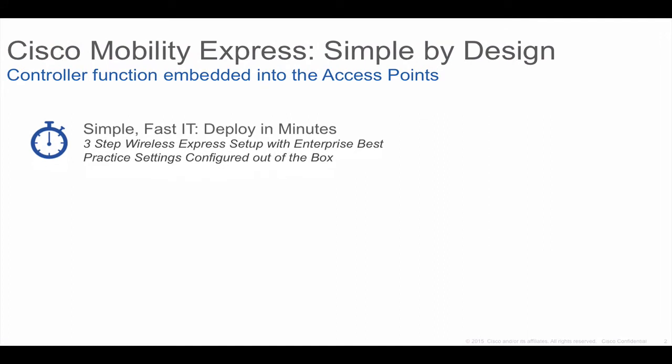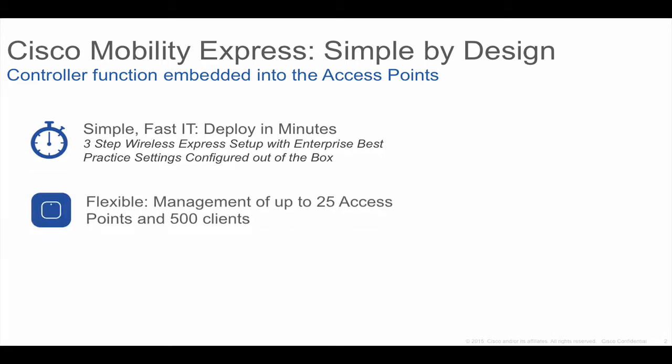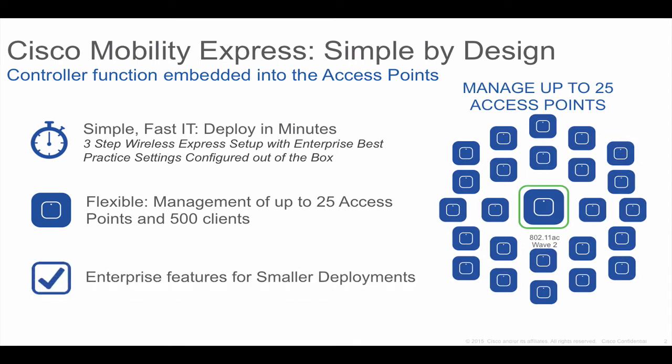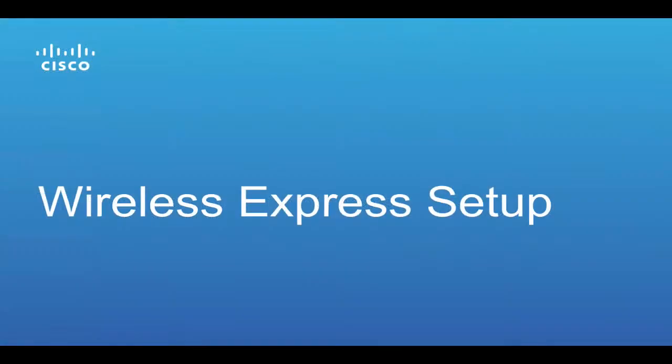It can be deployed in minutes using the 3-step over-the-air wireless express setup. It is flexible and can manage up to 25 access points and 500 clients in the network. Mobility Express supports enterprise features for smaller deployments out of the box. Let us take a look at the wireless express setup.